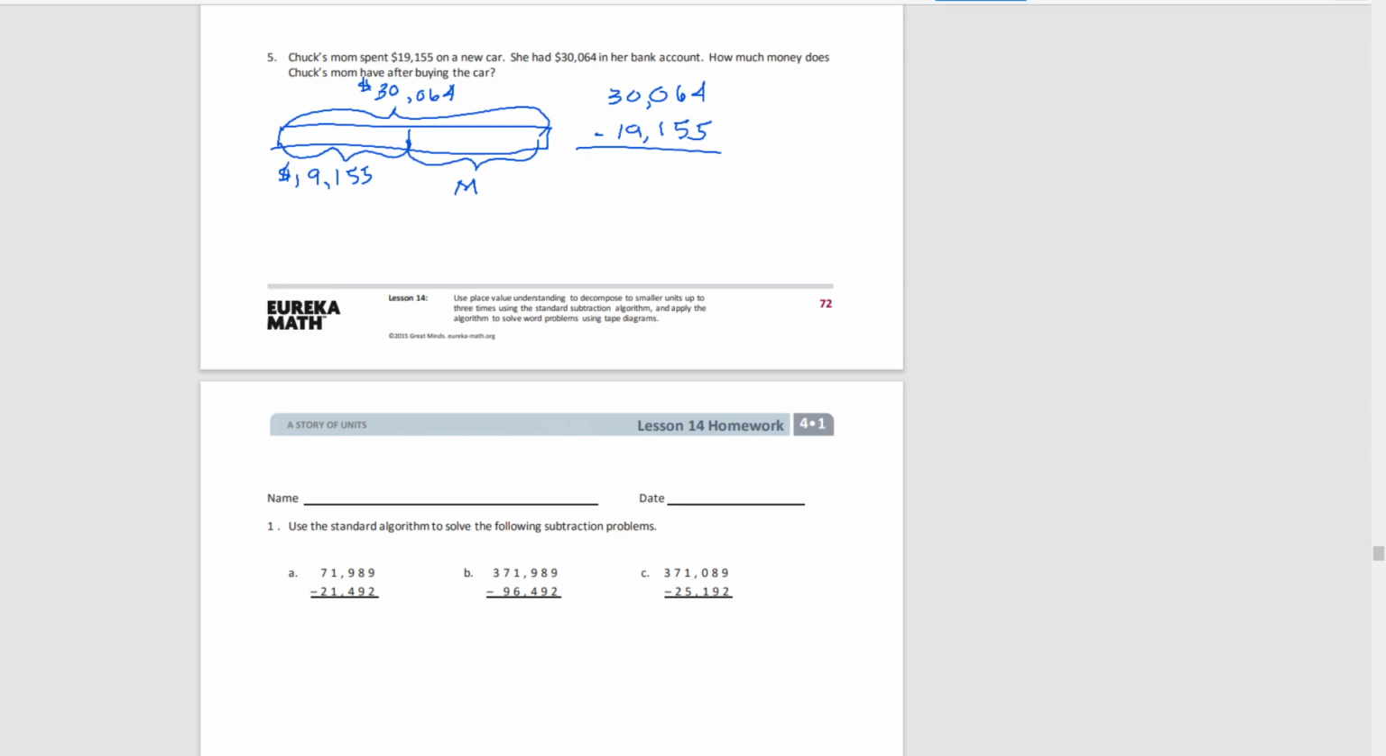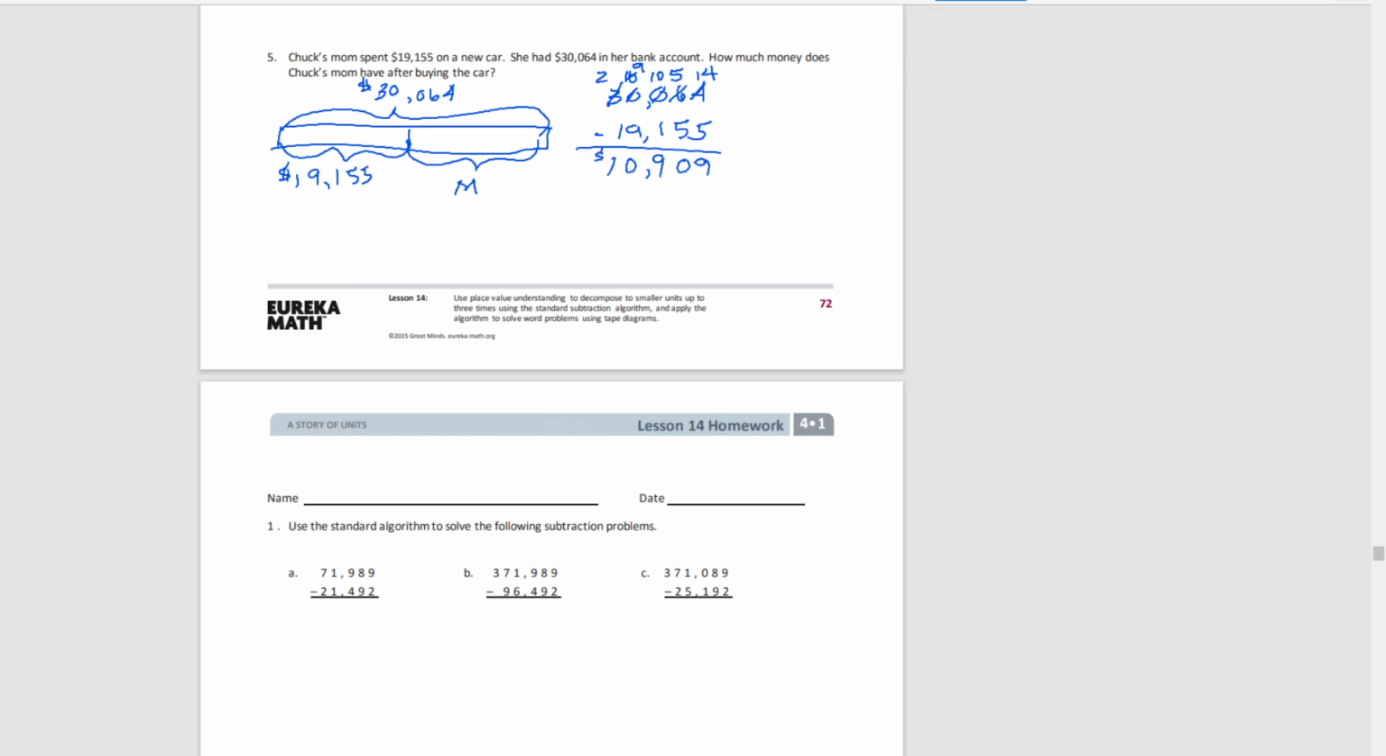So we can't subtract the ones, so we're going to take a 10 and make 14 ones. So we can do the ones, the tens. We can't do the hundreds, can't do the thousands yet, so we're going to take a 10,000 and turn it into 10 thousands, and then we're going to take one of those thousands and make it into 10 hundreds. Now we can subtract. 14 take away 5 is 9, 5 take away 5 is 0, 10 take away 1 is 9, 9 take away 9 is 0, and 2 take away 1 is 1.